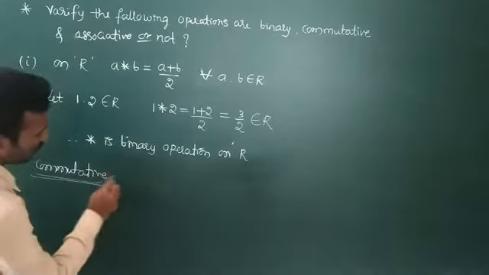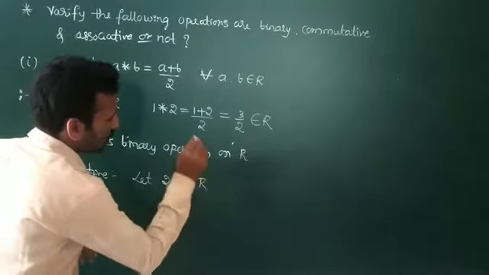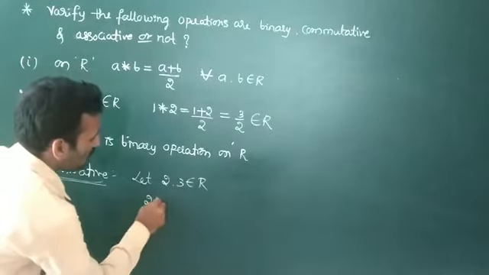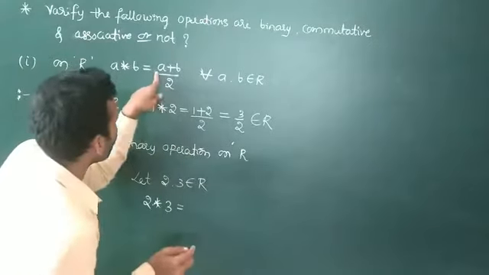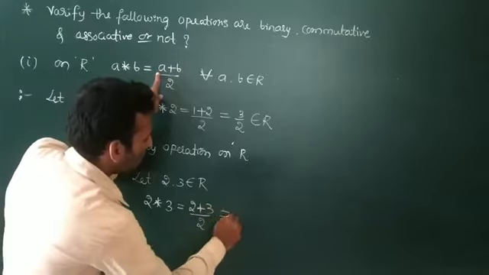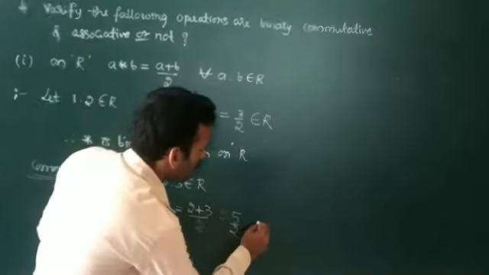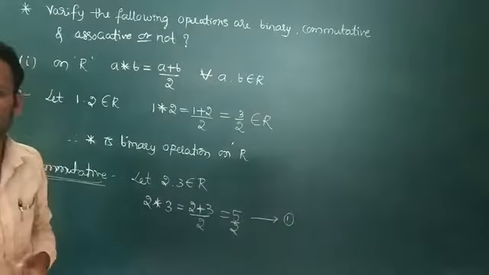For commutative binary operation, let us consider two elements, 2 and 3, which are elements of real numbers. We could take negatives also. 2 star 3, according to the definition, is (2 plus 3) by 2, which is 5 by 2. 5 by 2 is also a real number. That is equation number 1.